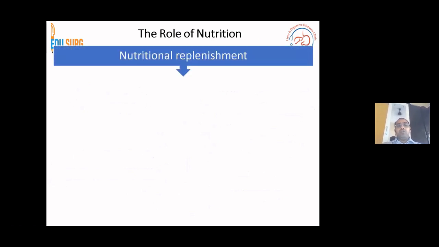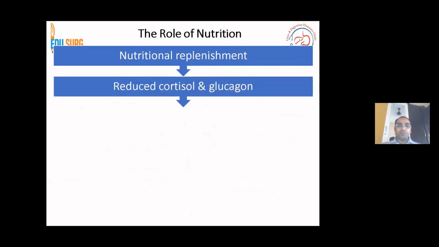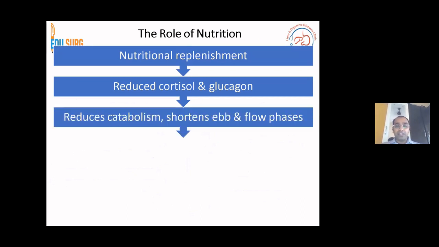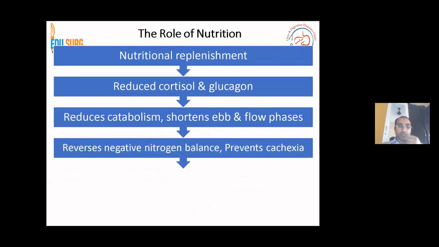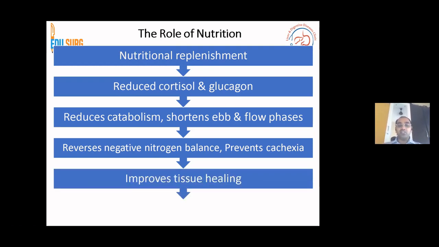Now, where does nutrition come into all of it? When you replenish the nutrients in a surgical patient, it reduces the cortisol, it reduces the glucagon, and in short, it reduces the catabolic activity of the body. It shortens the ebb and flow phases and leads to early induction of the anabolic phase. The negative nitrogen balance is reversed, the protein stores are replenished earlier, and cachexia is prevented.